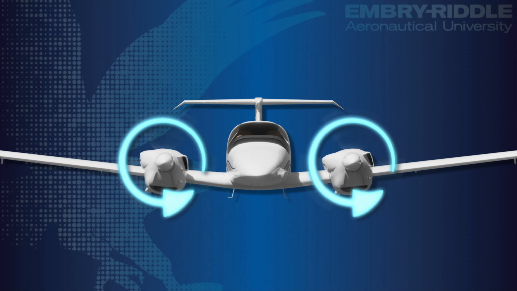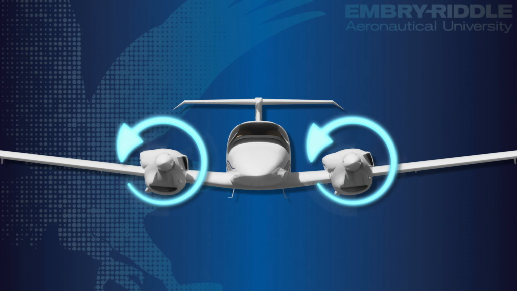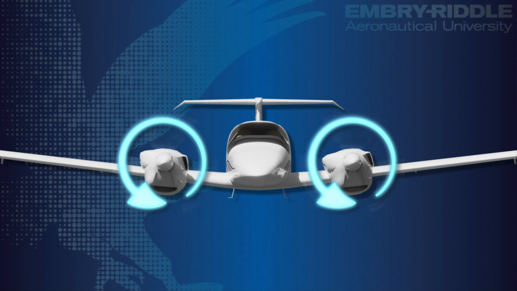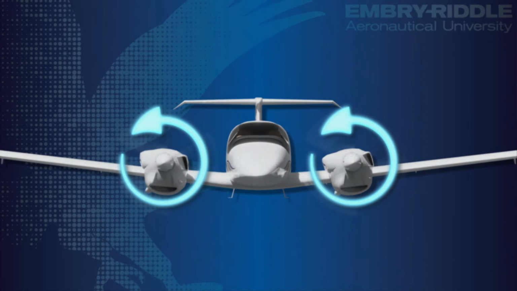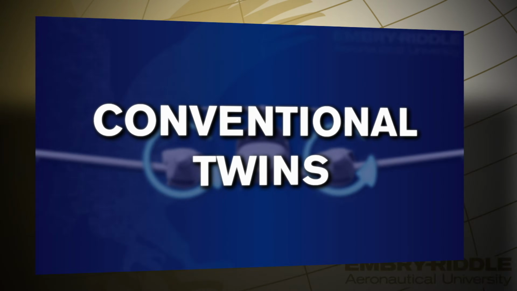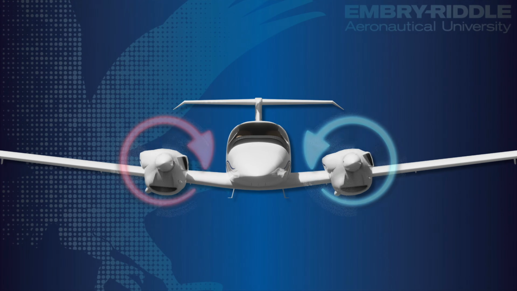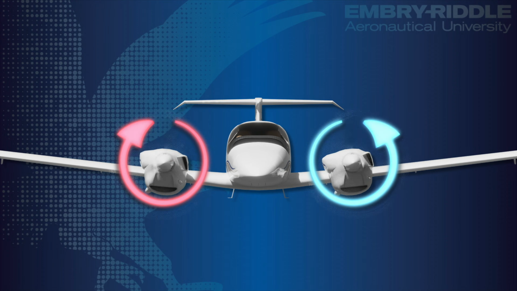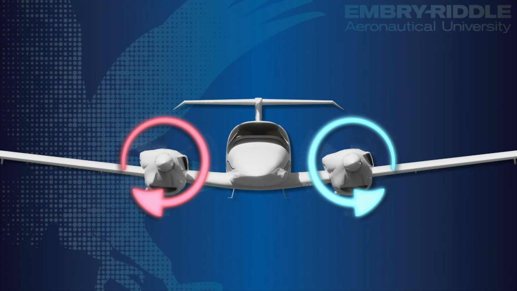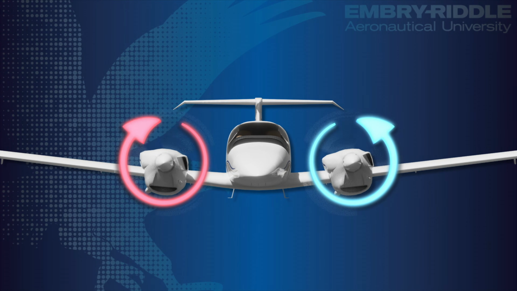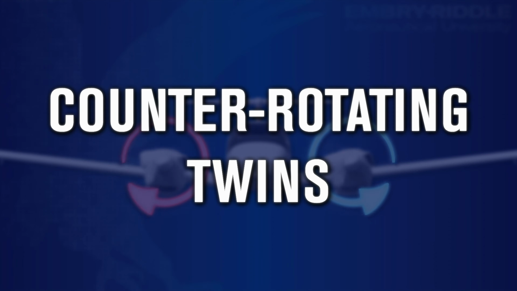If the multi-engine has propellers that rotate in the same direction, P-factor, torque, and spiraling slipstream amplify the left-turning tendencies. These types of multi-engine aircraft are commonly called conventional twins. The amount of right rudder required to maintain coordination in flight is also greater than with a single-engine aircraft. On the other hand, if the propellers spin opposite to each other, that is, clockwise and counterclockwise, the turning tendencies are minimized. These multi-engines are commonly called counter-rotating twins.